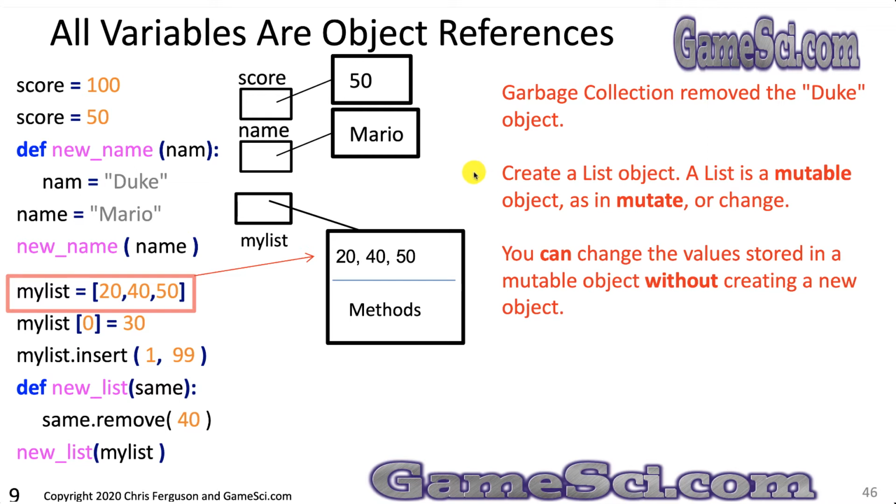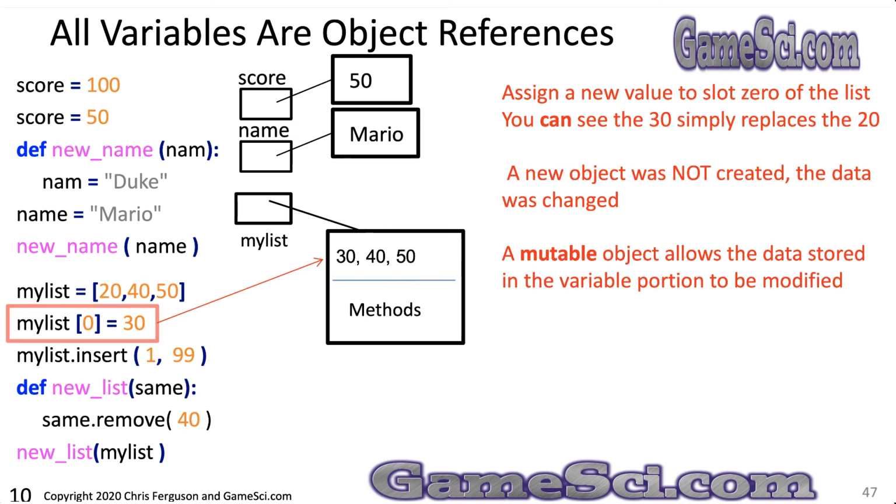Now let's look at an object that is mutable. Create a list object. A list is a mutable object, as in mutate or change. When you see mutable, think of mutate. Mutate is to change. You can change the values stored in a mutable object without creating a new object. Here's my list. It contains the values 20, 40, and 50. Now watch how we change the data.